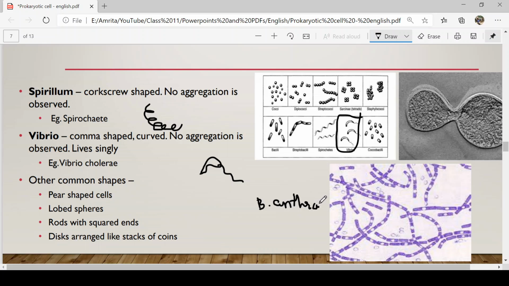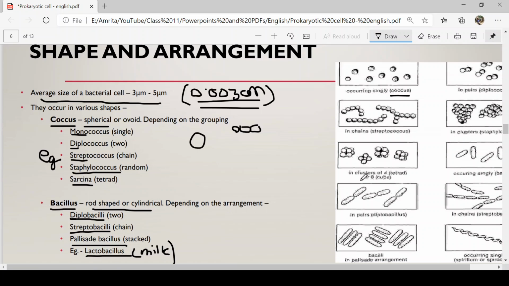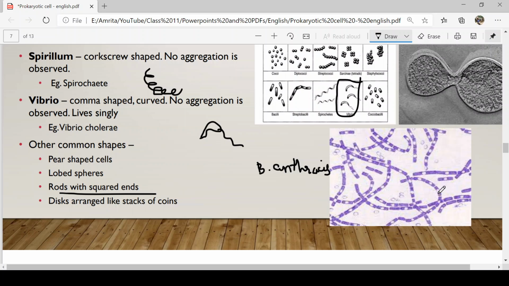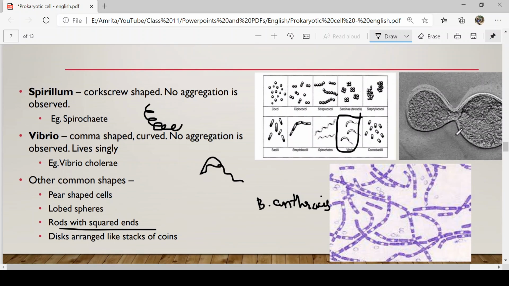Now, what is so different about this bacilli is that it is a rod with squared ends. If you see this rod, it is cut right on the edges, so it is squared. Unlike this bacilli, which is curved and has a curved ending, this anthrax bacilli has squared ends. That is a feature of the anthrax bacillus. And this one is nothing but a lobed spore. So it has two lobes, if you see.